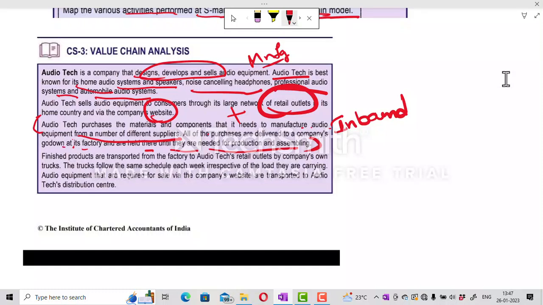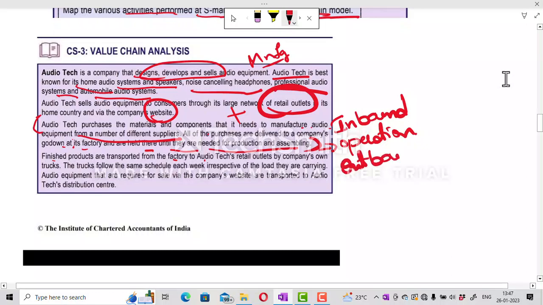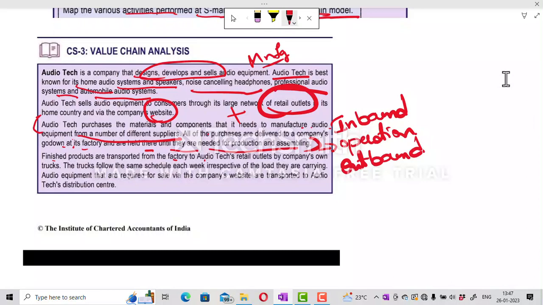Finished goods are transported from the factory to Audio Tech retail outlets by company. See, they are talking about finished goods. In the middle there is another operations. So they will convert the inputs into outputs at this point. And they did not give anything special carried on there. So we need to write only the production process taking place in the operations in the factory.